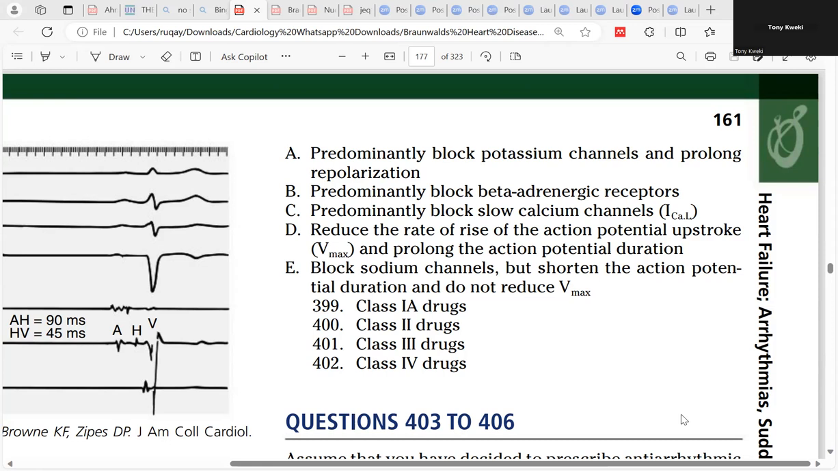So 399 is class 1A drugs, 400 is class 2 drugs. Since they are all together, we should probably just take all of them to 402 and end this class. 401 is class 3 drugs, while class 4 drugs is 402.